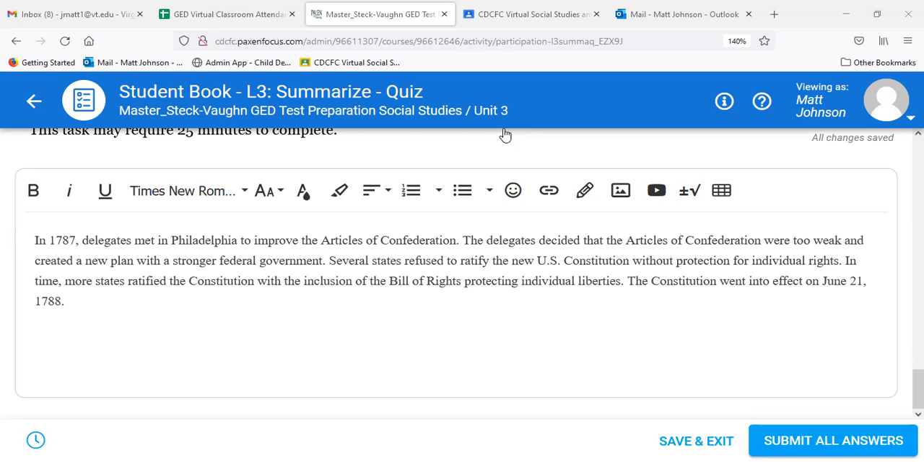Several states refused to ratify the new Constitution without protection for individual rights. Why was that the case? Because it didn't have protection for individual rights. That was the refusal. We got that all in one sentence there: several states refused because of lack of protection for individual rights. In time, more states ratified the Constitution. Why? Because of the inclusion of the Bill of Rights protecting individual liberties. What was the final outcome? The Constitution went into effect on June 21st, 1788. There's a summary for you.